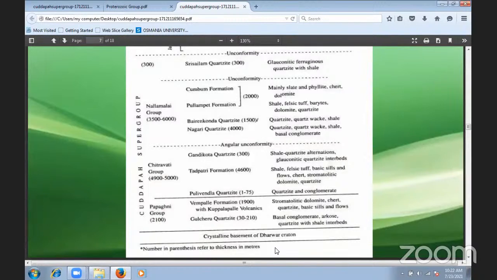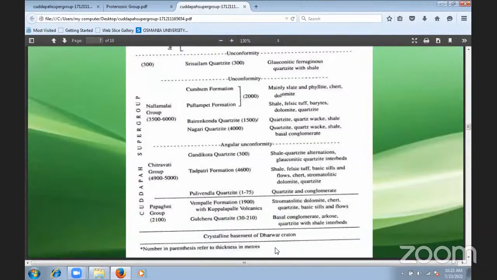And again, it is divided into the four formations. One is the Bairenkonda quartzite, and another one is the Nagari quartzite. The thickness of the Nagari quartzite is 4,000 meters. Quartzite, quartz, wacke, shale, basal conglomerates. And the Bairenkonda quartzite has 1,500 meters. The formations are quartzite, quartz, wacke, shales.